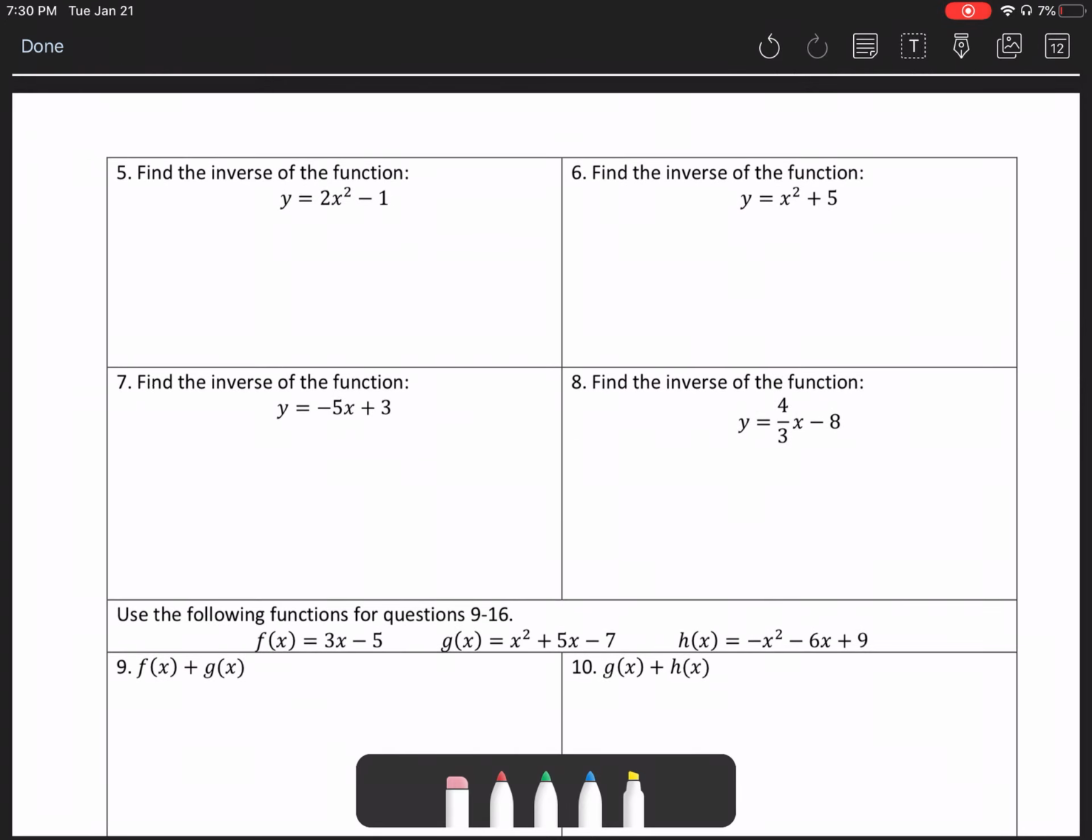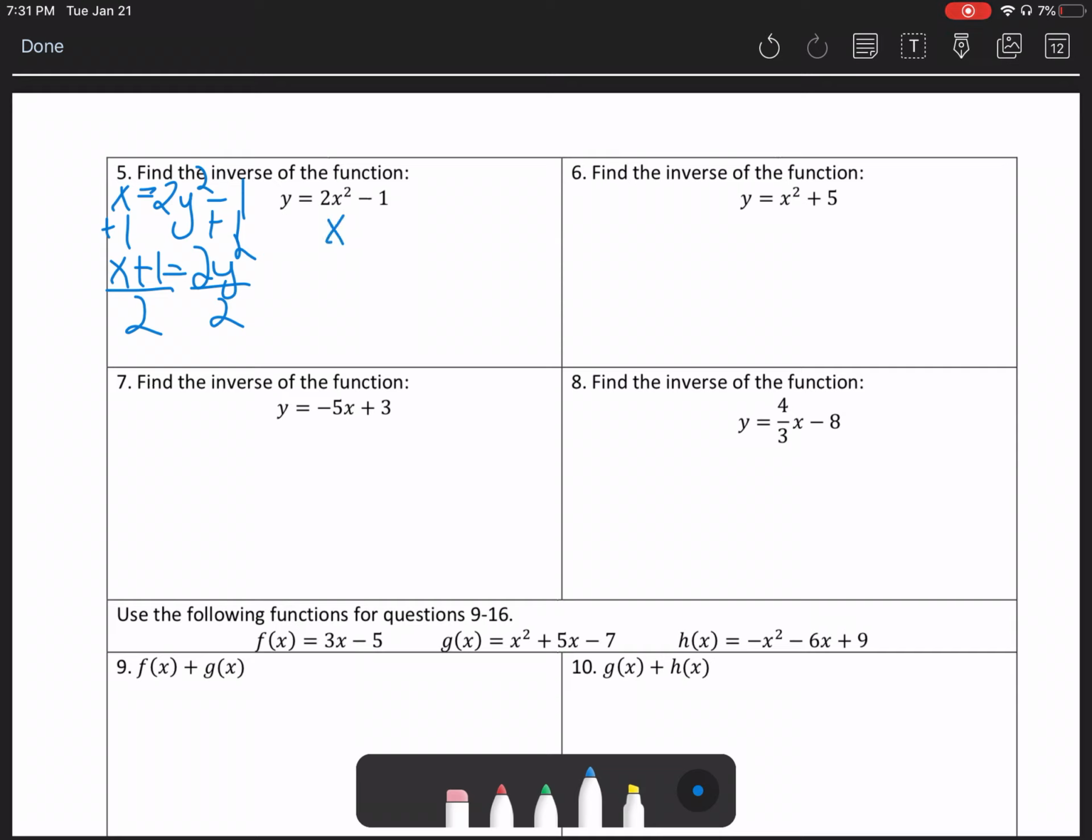The algebra isn't too bad. Only thing you have to remember to do is basically a lot like the graphs. You switch your x and your y, but then you solve for y. So you just rewrite it completely. So this is going to be x is equal to 2y squared minus 1. Okay, you go through reverse order of operations. I have minus, so I'm going to add 1 to each side. I can't combine the x and the 1, so it's going to be x plus 1 is equal to 2y squared. Okay, I divide by 2, divide by 2.